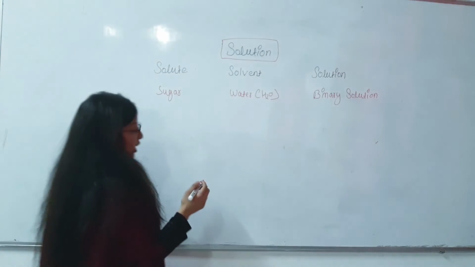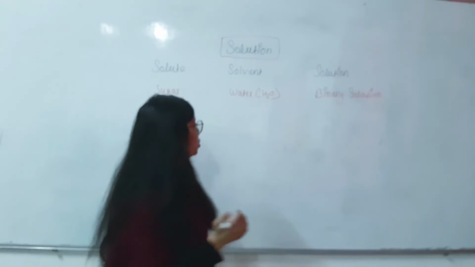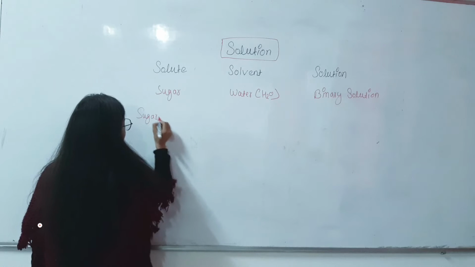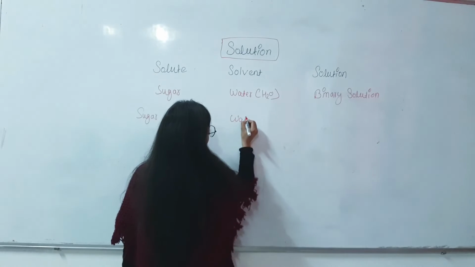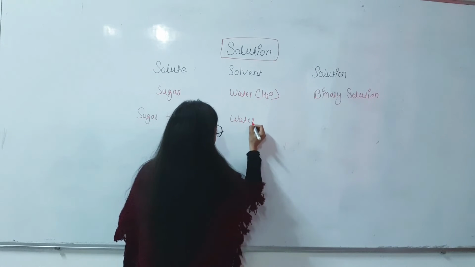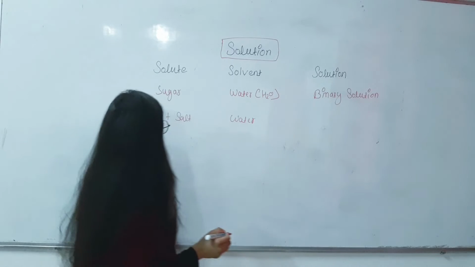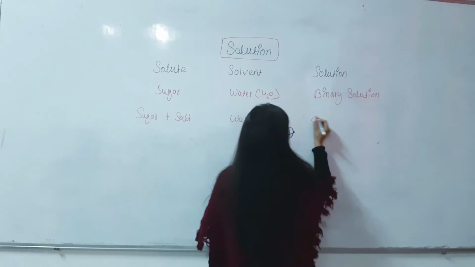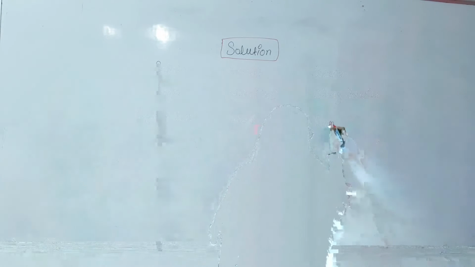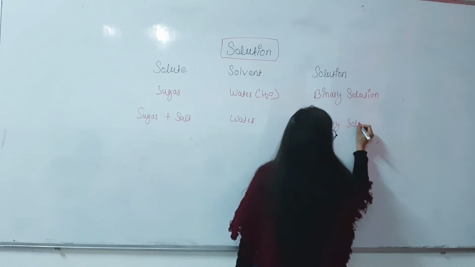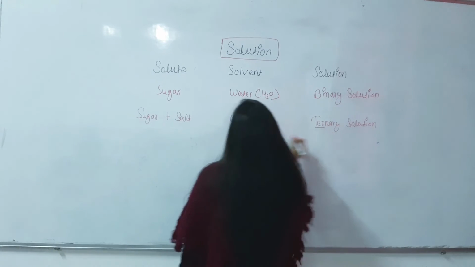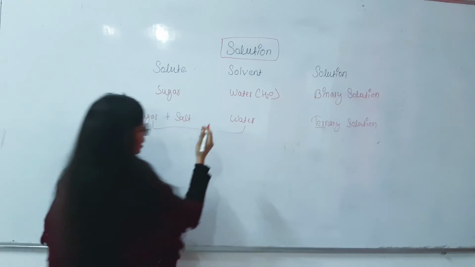The second is when three components are used for making a solution. Our solutes are sugar plus salt, dissolved in water. Water is our solvent. So when three components are used for making a solution, it is known as a ternary solution. Ter stands for three: when three components are used for making a solution.